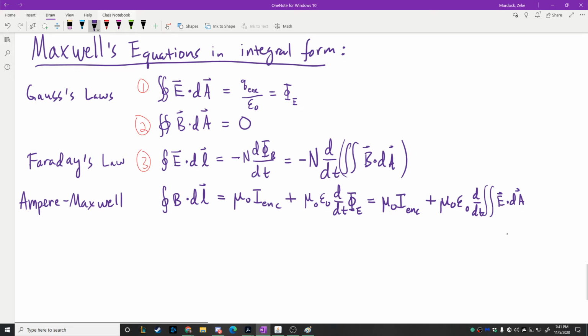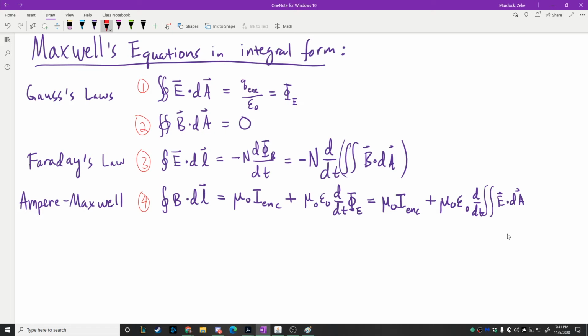So there we go. Those are the Maxwell equations, and we're going to talk about them in general, and the symmetries that exist between them. Those are Maxwell's equations, and we're going to talk about what they mean. So the top two describe electrostatics, and the bottom two describe what's called electromagnetism.